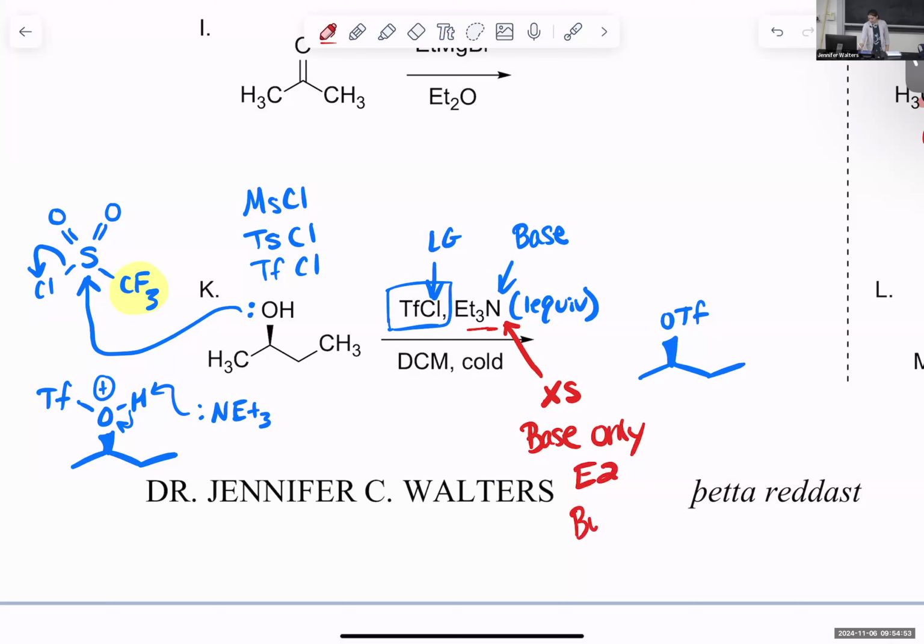It's also a bulky base, indicating that we're going to do the Hofmann. So if you drew this product, that would have also been accepted, although I don't think that ended up on the answer key because I don't think anyone drew it. But technically, if it's in excess, then it could have done the E2. Yes?